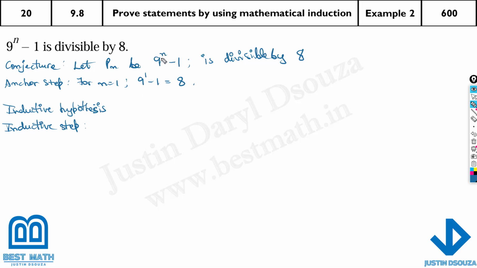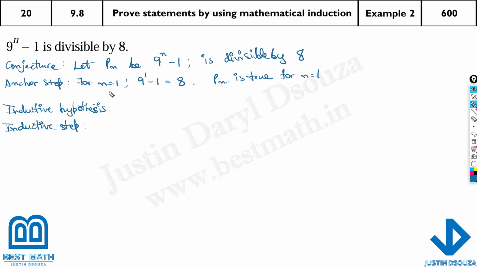Say n equals 2, 9 squared is how much? 81 minus 1 is 80, which is divisible by 8. So we can tell Pn is true. You can write Pn is true for n equals 1. It's up to you. Or whatever you assume, you can write n is equal to 2 or anything. Why? Because it's not proven for all numbers now. It's not yet proven.